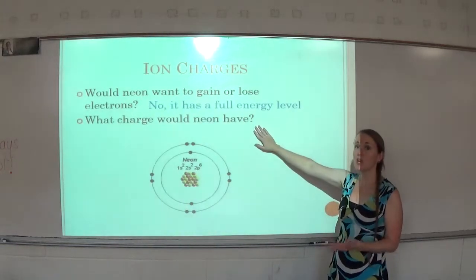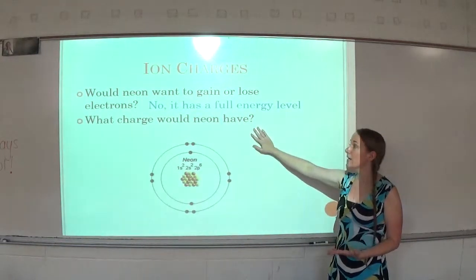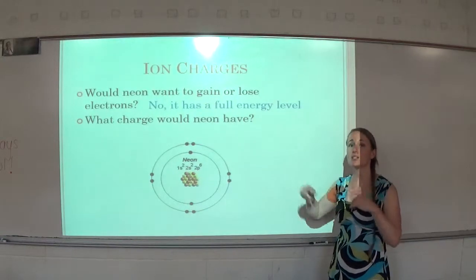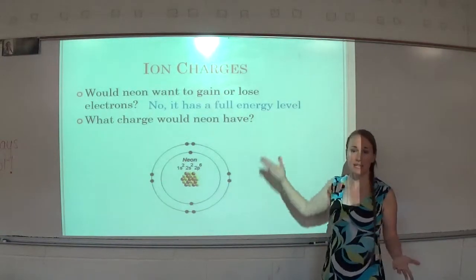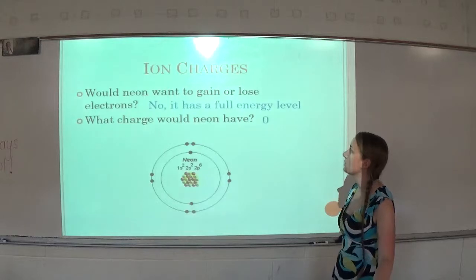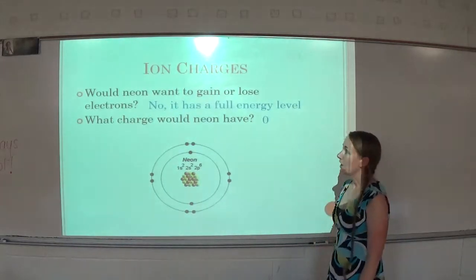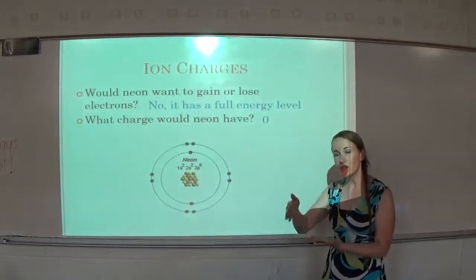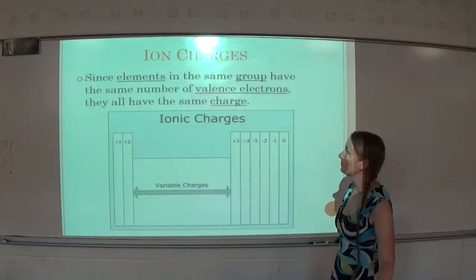Well, remember, atoms are neutral. They have 0 charge. It's when they start gaining and losing electrons that they become charged. Well, since it's not going to gain or lose, it would have a charge of 0 or neutral. All right, so hopefully that helps you realize where the charges come from on the periodic table.